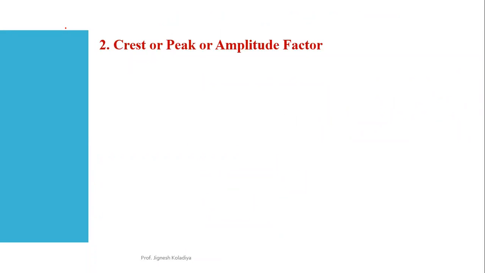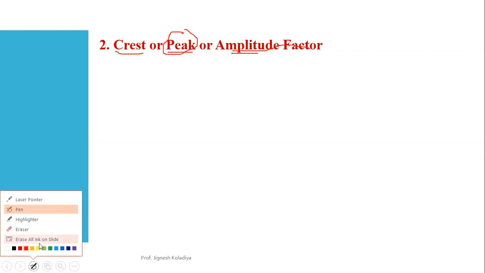Next is crest factor, peak factor, or amplitude factor. You need to know all these names because a definition can be asked by any of them. Suppose you know only the peak factor but you don't know the name amplitude factor or crest factor. It is also known by these two names, so the definition is the same for all.